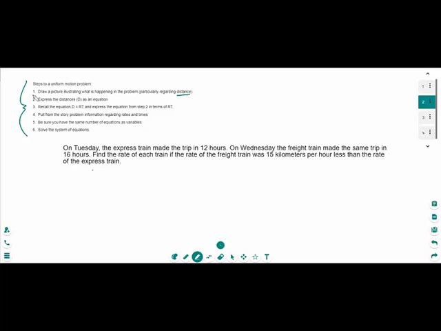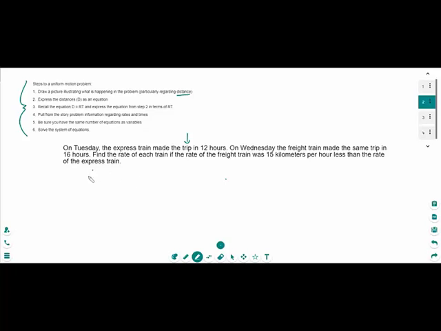So again, the first step is to draw a picture illustrating what's happening in the problem regarding distance. Okay, so let's draw a picture. On Tuesday, the express train made the trip in 12 hours. So distance is really referring to the trip. The trip is the distance, right? Now, it doesn't tell us how long that distance is. It just tells us that there was a trip, and that was the distance.